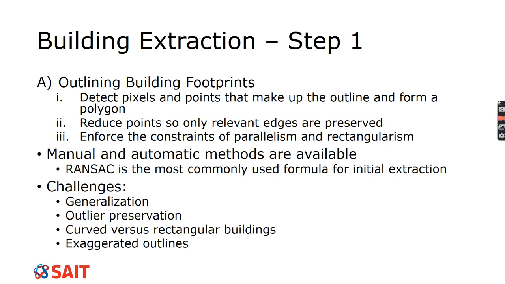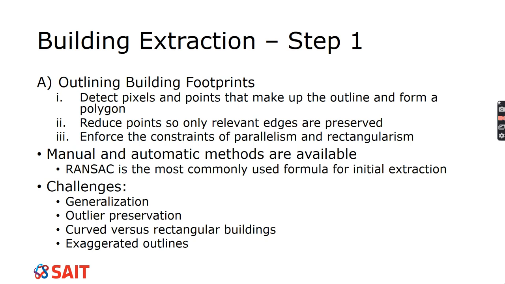Now, of course, if you have a triangle building, you're not going to have that. If you have a round building, this is going to be a challenge. So those constraints can cause problems. It does require you to go back in and try to analyze what you've done. So my suggestion for you with the LiDAR is to follow rectangularism and follow parallelism. So there are manual versus automatic methods. We generally use RANSAC because we use sampling points and then we create a polygon from that. That would be the initial extraction, then you would go back in and manually adjust it as you needed to.